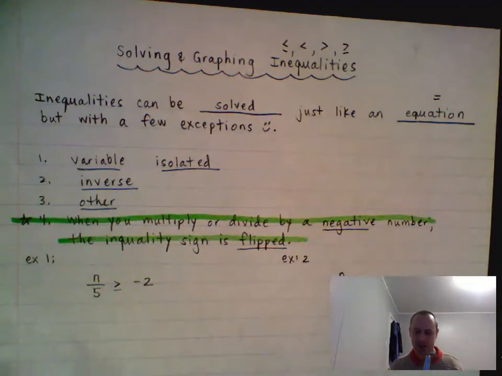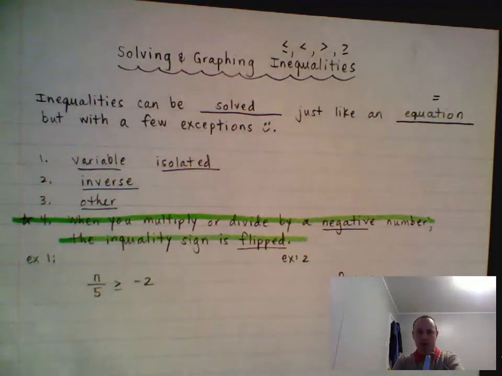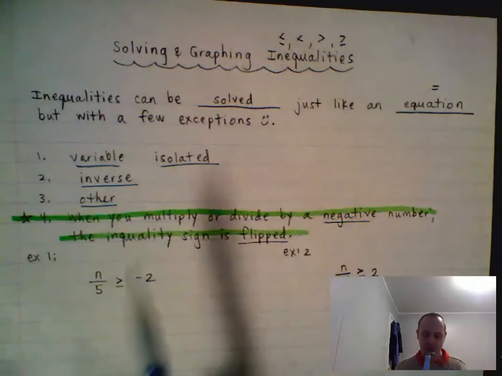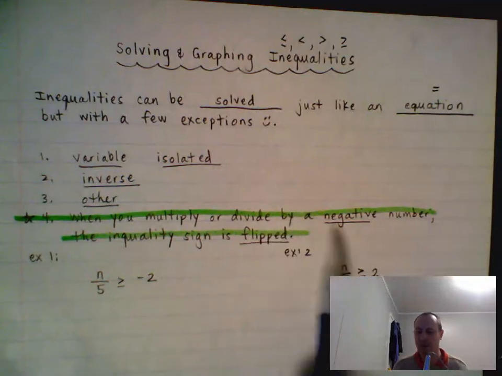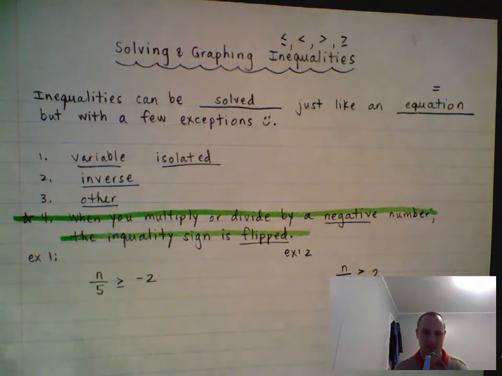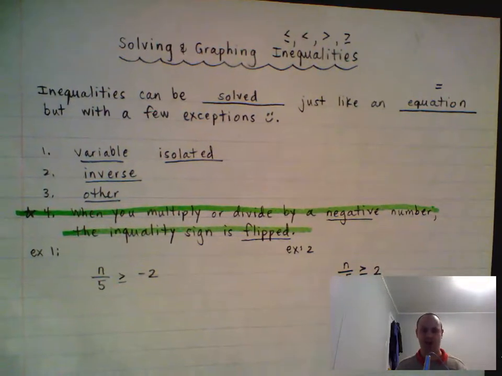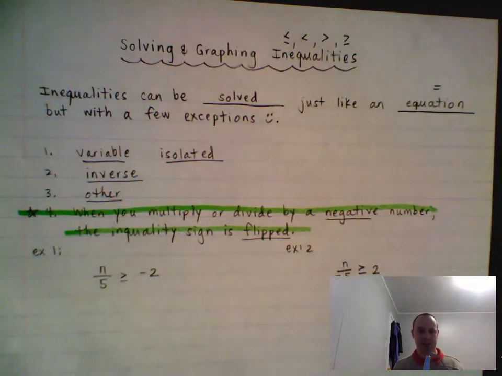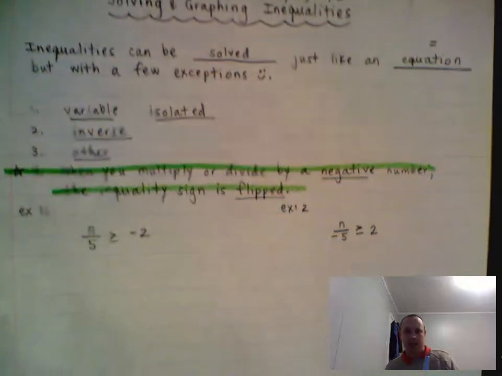The difference, the new thing, which I want everyone to make sure you write down, is number 4. When you multiply or divide by a negative number, the inequality sign is flipped. Okay, that's very important. So pause the video, write that down. Okay, now I gave you 2 examples here.